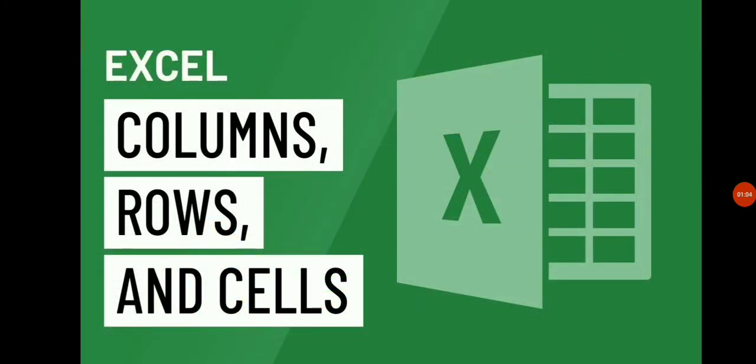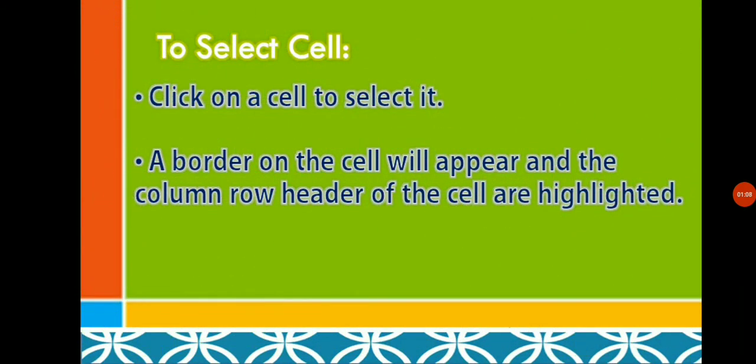In Excel, columns, rows, and cells, all you have to do is select a cell. Click on a cell to select it. A border on the cell will appear, and the column and row headers or cells are highlighted. Release the mouse. The cell will stay selected until you click on another cell in the worksheet.